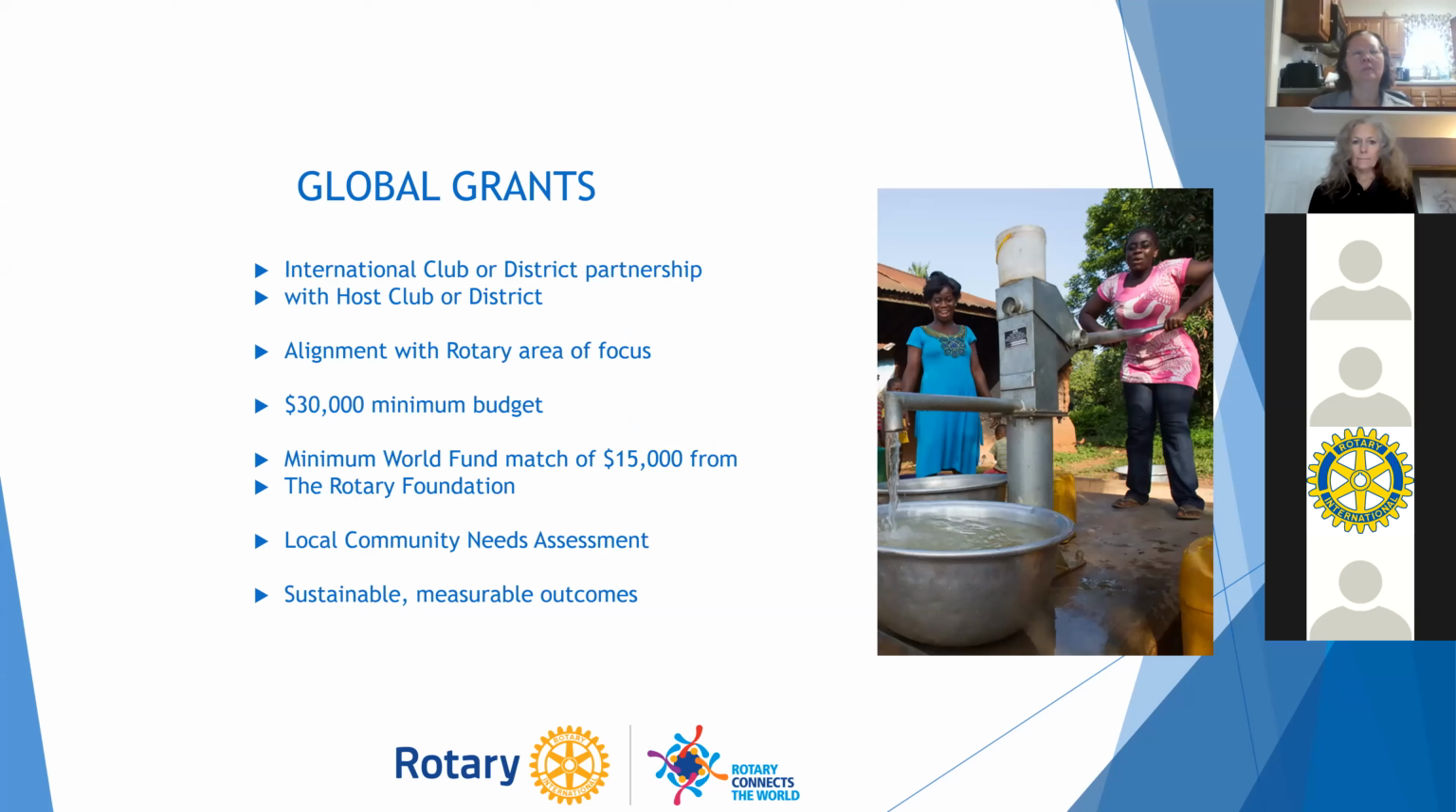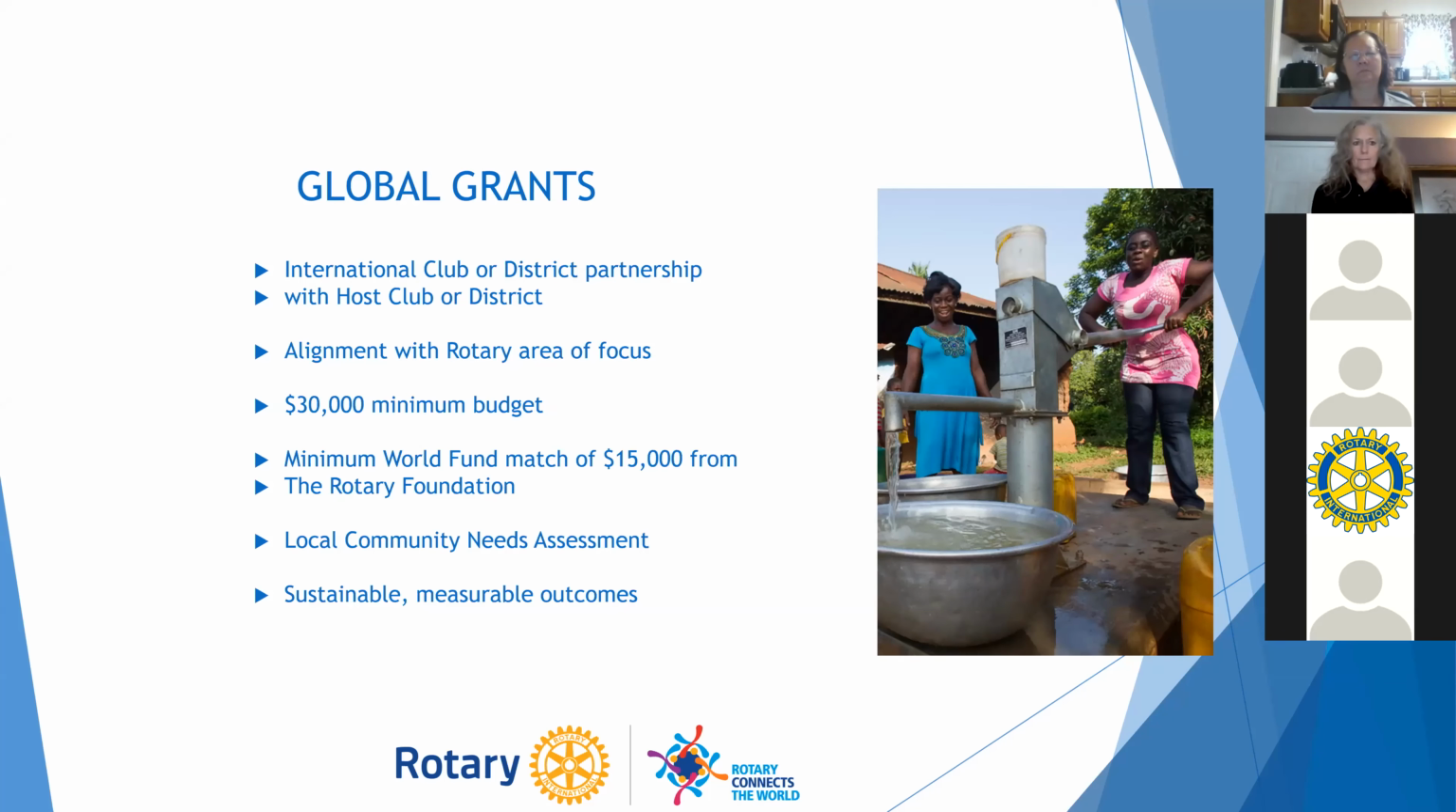As to the basic aspects or characteristics of global grants, a global grant project will involve at least two Rotary clubs, one being a host club or host district in the area where a project will take place, and an international club or district partnering with that host club or district. Global grants must align with a Rotary area of focus. There is a little more leeway with our district grants because they simply have to align with Rotary mission.